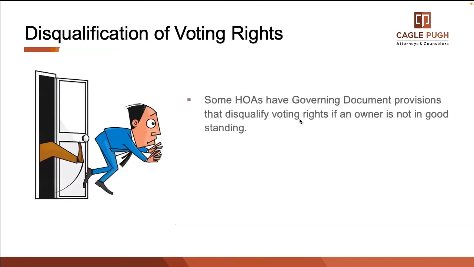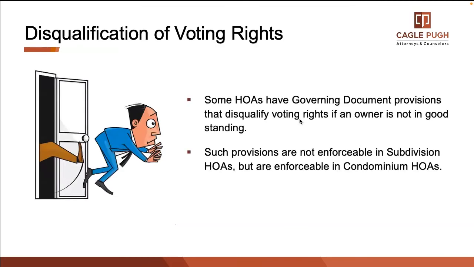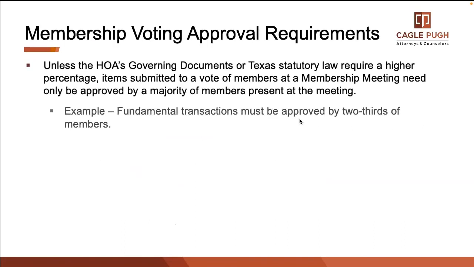Now, some HOAs do have in their governing documents provisions that disqualify voting rights of an owner if they're not in good standing. That was usually defined as owing money to the association, or being in violation of the restrictive covenants. These are not enforceable in subdivision HOAs, but they are still enforceable for condominiums. So if somebody shows up at a meeting for a condo association and you have provisions that say you must be in good standing to vote and they owe you money, you can prevent them from voting. In some instances, you can prevent them from running for the board.